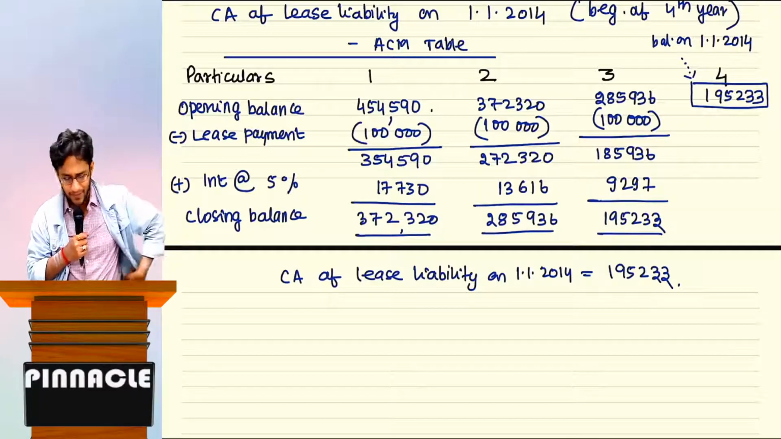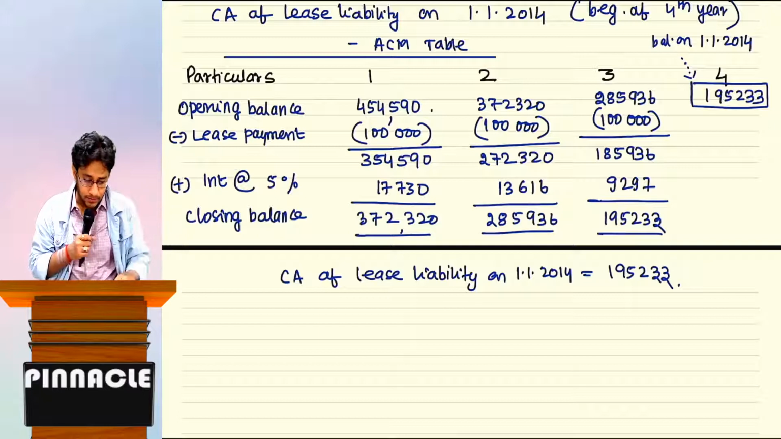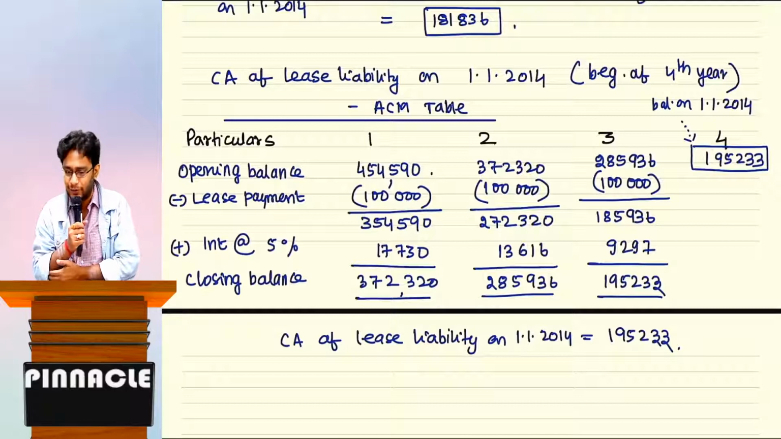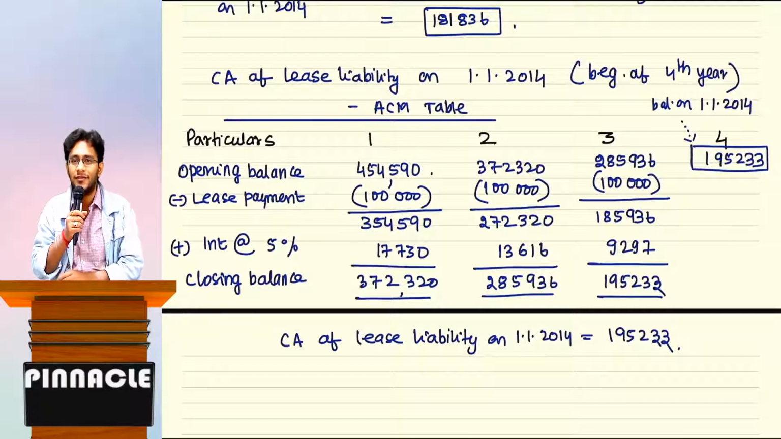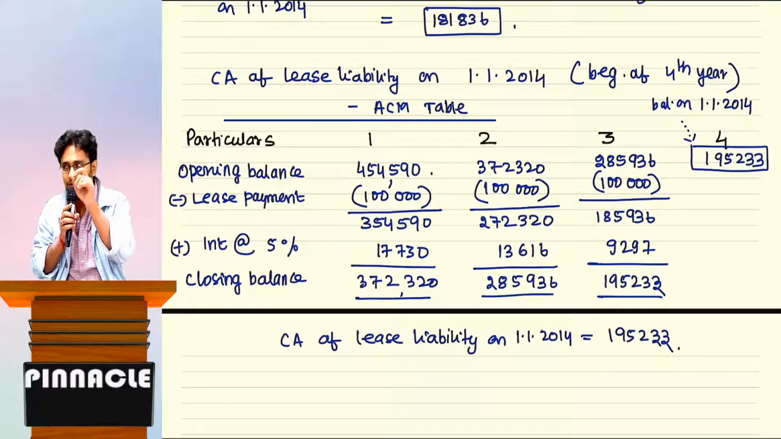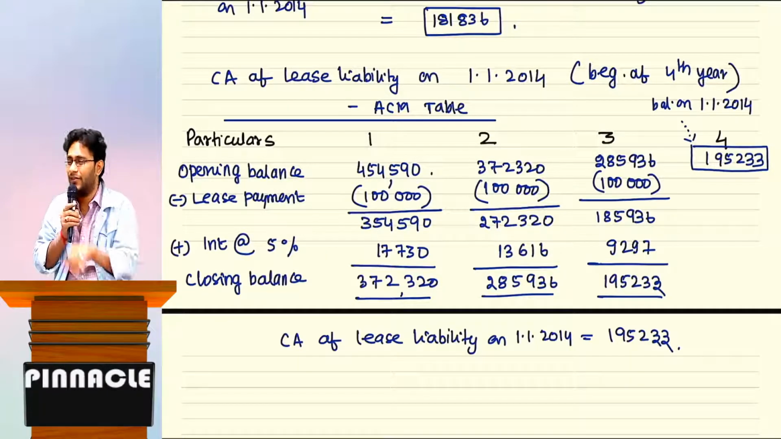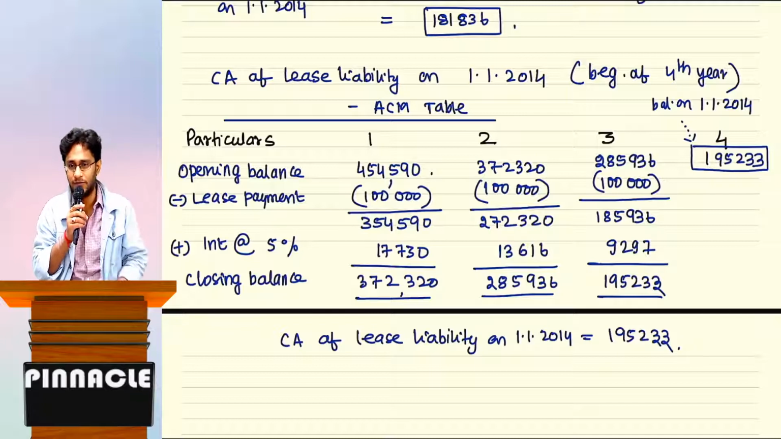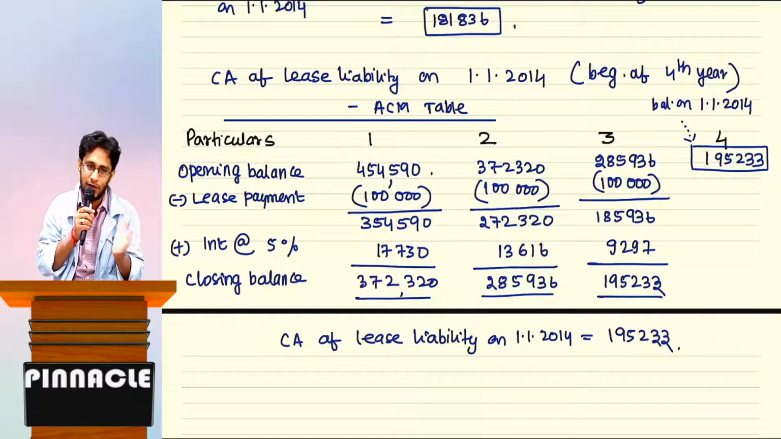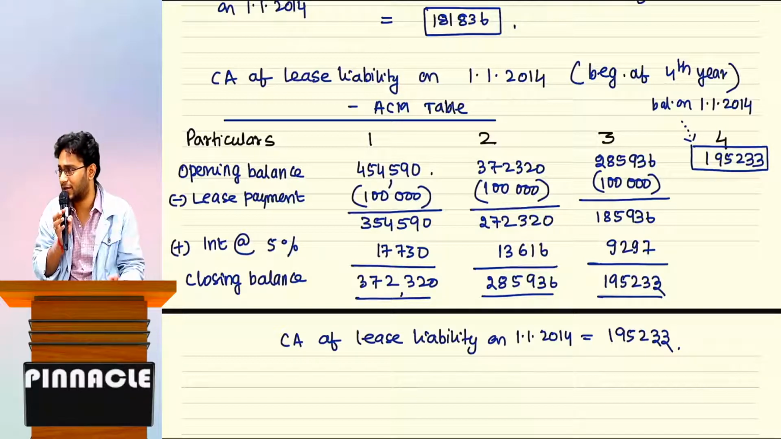Okay, tell me this, sir. Other than doing the ACM table, is there any other way to get that 195,233? Labor work is there. That will not work. Will work, but it will be very difficult. Ledger account, sir. Draw the lease liability ledger account. Slowly work out the future cash flows and discount them; that way also you can get it, sir.